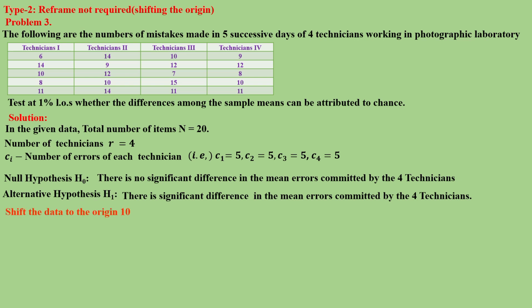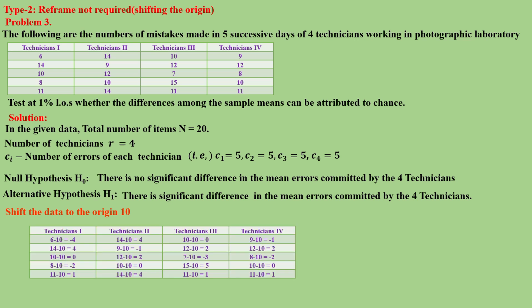Shift the data to the origin 10. So you have to subtract 10 from each number of the given data, right? So 6 minus 10, 14 minus 10, 10 minus 10, 8 minus 10, 11 minus 10, first technician. Similarly you have to do it for the second, third and fourth. So you will get the new data, right? You have to use that one, right?